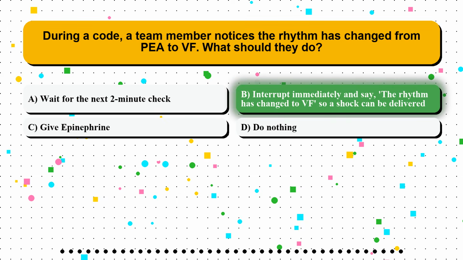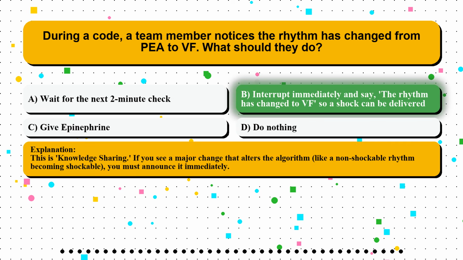The correct answer is option B. Interrupt immediately and say, the rhythm has changed to VF, so a shock can be delivered. This is knowledge sharing. If you see a major change that alters the algorithm, like a non-shockable rhythm becoming shockable, you must announce it immediately.